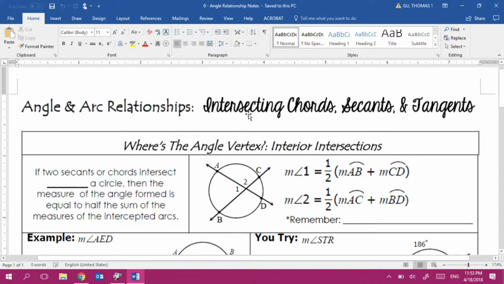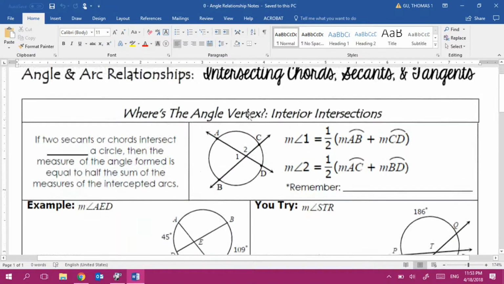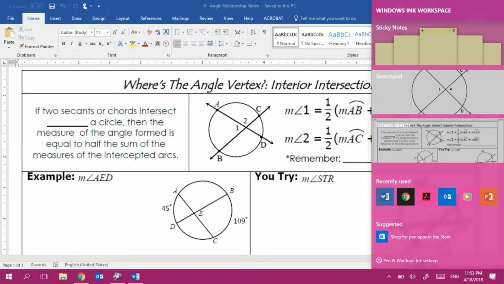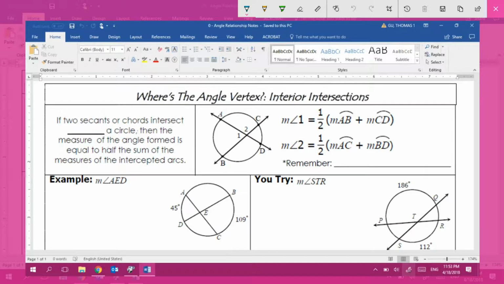It's talking about where's the angle vertex, interior intersections. So, if you have angles on the inside of your circle, just randomly, looking like this picture right here, what are the rules? Let's figure them out. So read the definition. If two secants or chords intersect inside a circle, then the measure of the angle formed is equal to half the sum of the measures of the intercepted arcs. What does that mean? Take a look at the formulas on the right side.